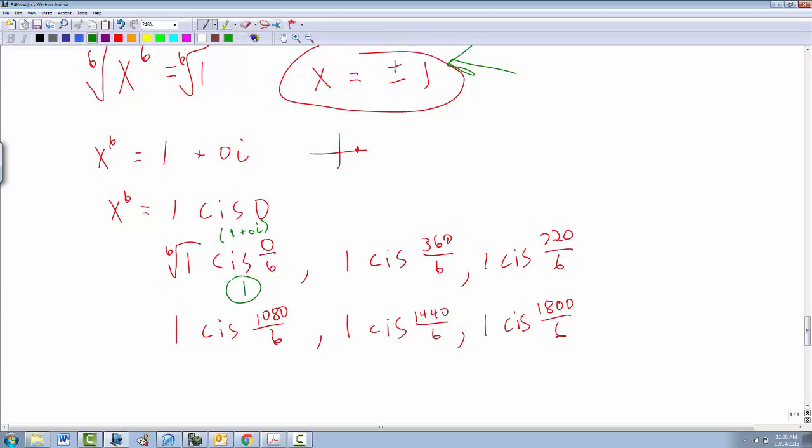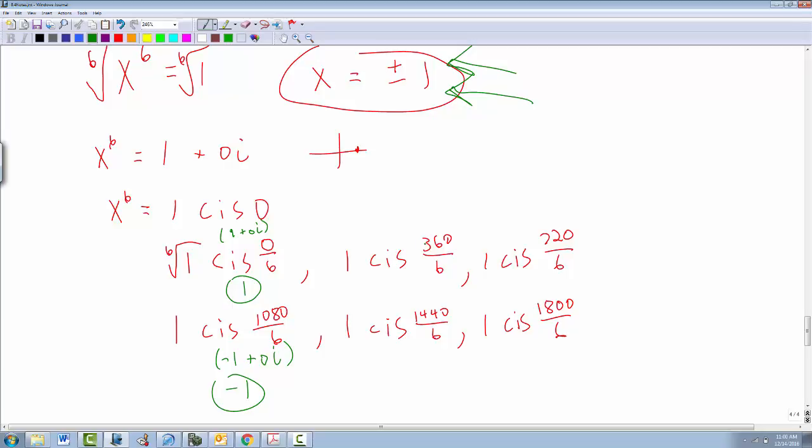Let's go to this one. What's 1080 divided by 6? 180. So what's the cosine of 180? Negative 1. What's the sine of 180? Times 1 gives me negative 1. That's the other answer you got in Math 2. Hooray. But now let me annoy you.